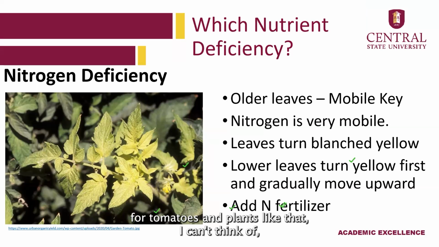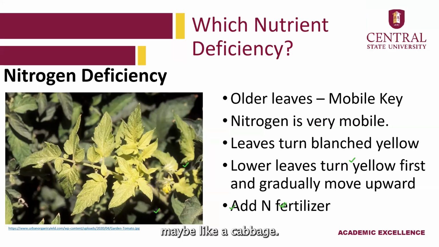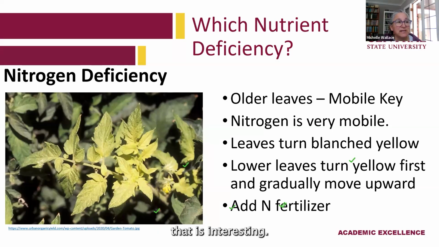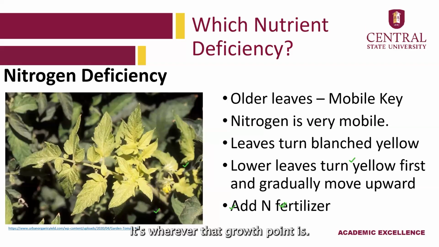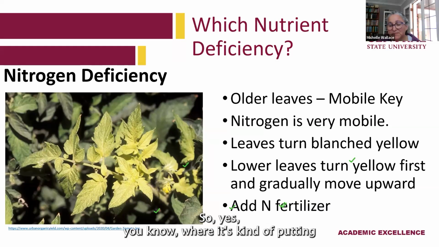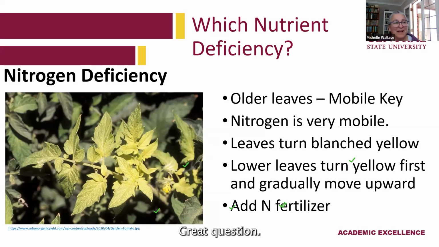Yeah, for tomatoes and plants like that. I'm trying to think of other examples that might be a little different, like maybe a cabbage, right? Those new leaves are put on in the middle, I think. Oh, that is interesting. It's wherever that growth point is, but you can usually tell by observing the plant as it grows, where it's putting on those new, really bright green leaves. Great question.